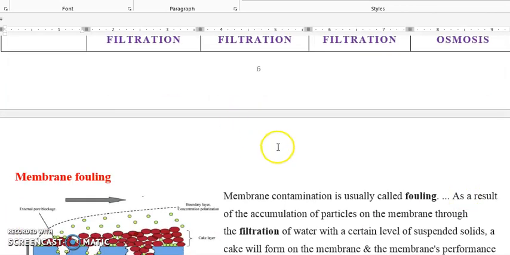So we will see the other things, what do you mean by fouling, and how to control and how to avoid the fouling in the next video.